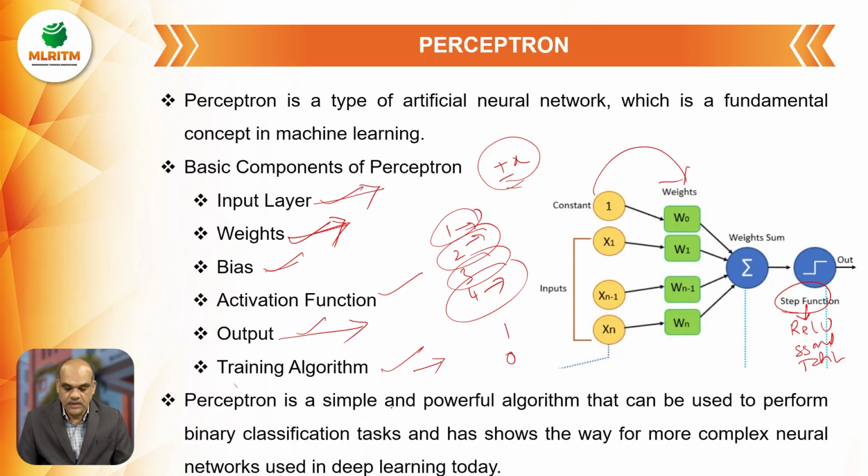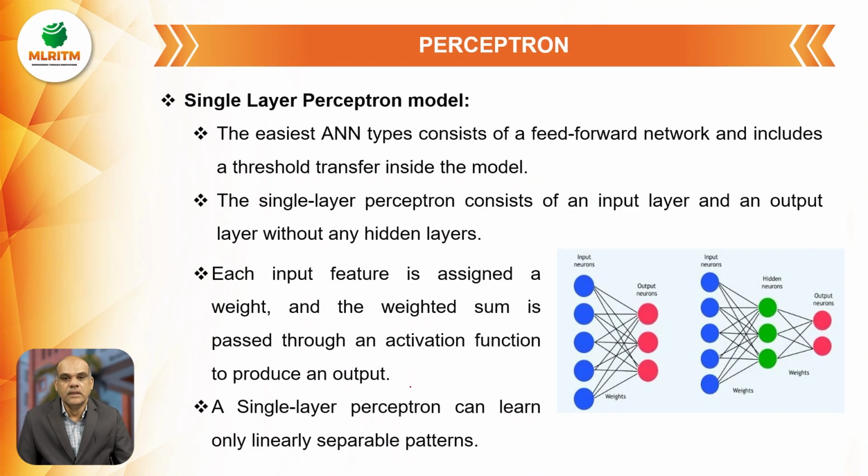Then training algorithm, we need to train the model. Once the model is constructed, we need to go for the training algorithm. So there are two types of perceptron models. One is called single layer perceptron and the second one is called multi-layer perceptron. First, let us discuss single layer perceptron. In this case, the single layer perceptron is going to have two layers. One is called input layer and the second one is called output layer. No hidden layers are introduced in this particular architecture.